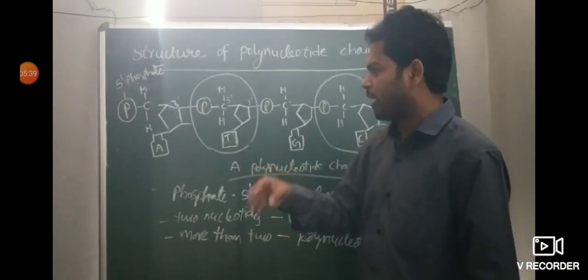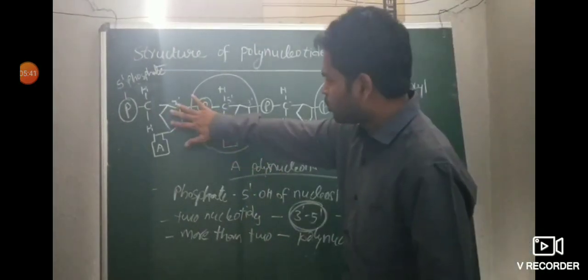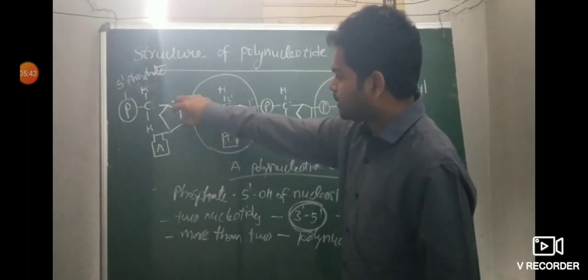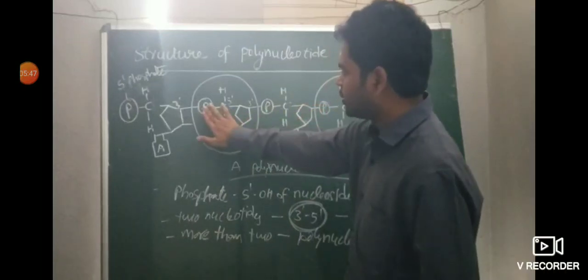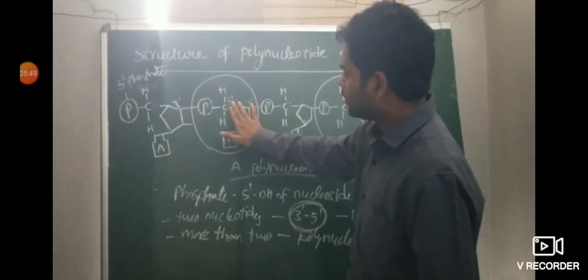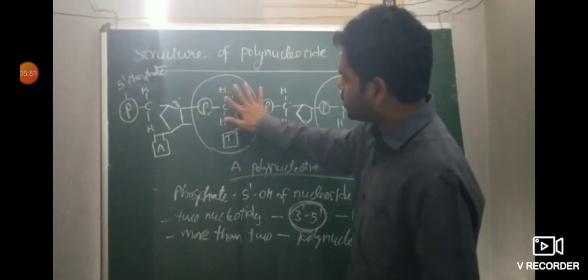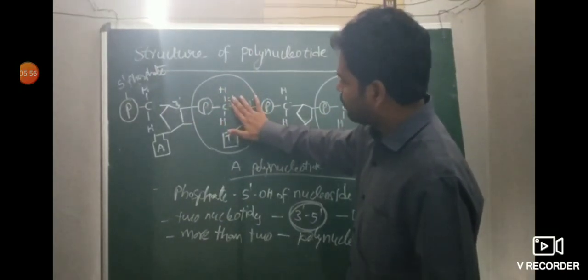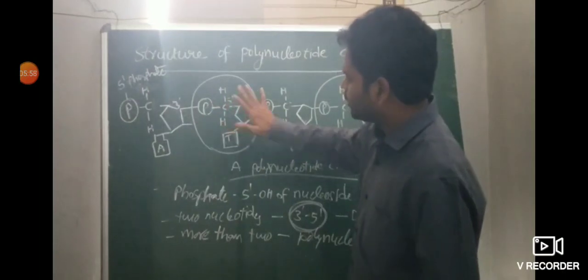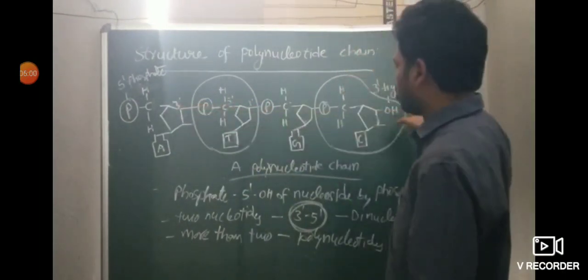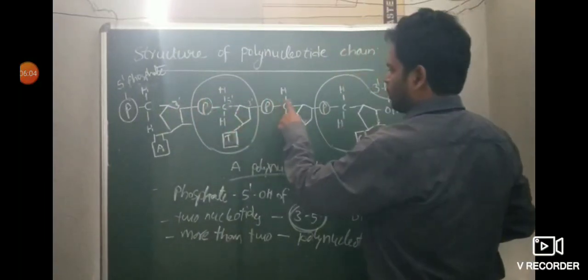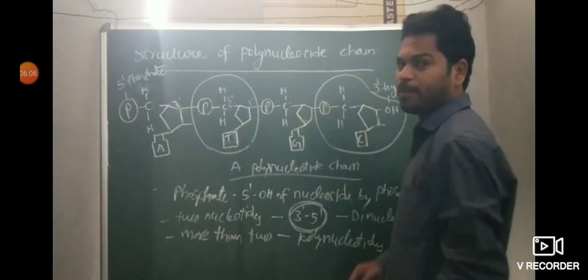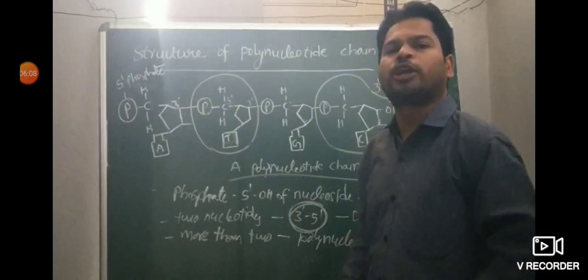And one more important thing: this is the nucleoside without phosphate. The basic unit or backbone of the polynucleotide chain is phosphate to sugar. This is the pentose sugar, I mean deoxyribose sugar. Phosphate to pentose sugar is the backbone of the polynucleotide chain. It continues: phosphate to sugar, phosphate to sugar. Phosphate to sugar is the backbone of a polynucleotide chain.